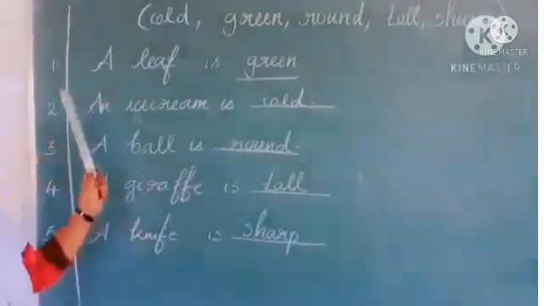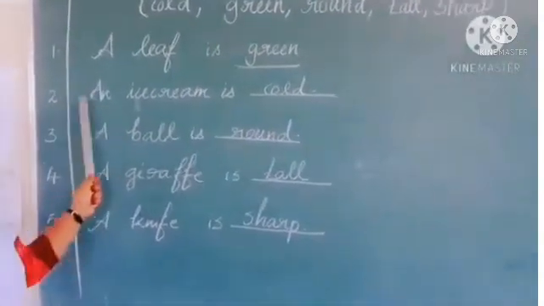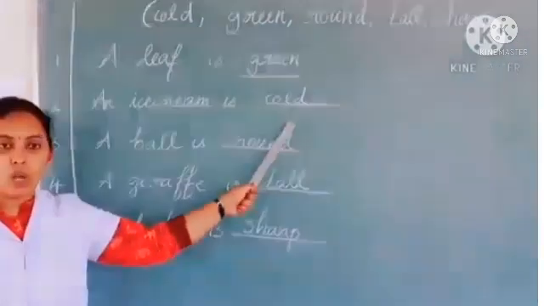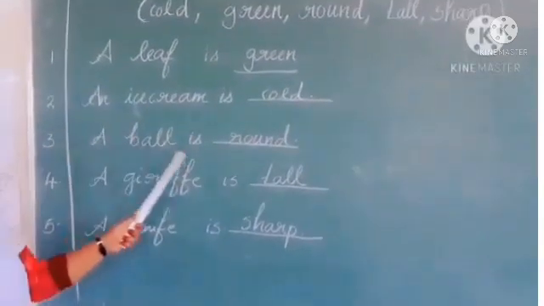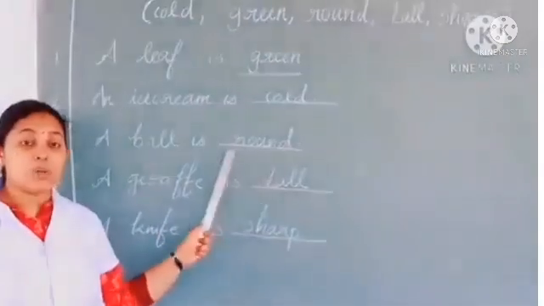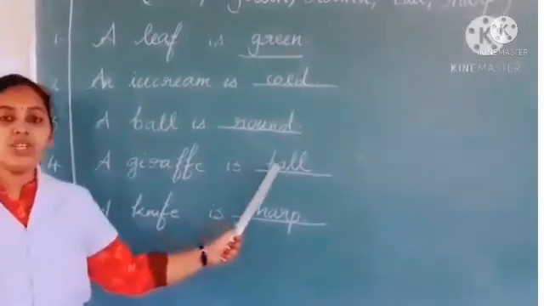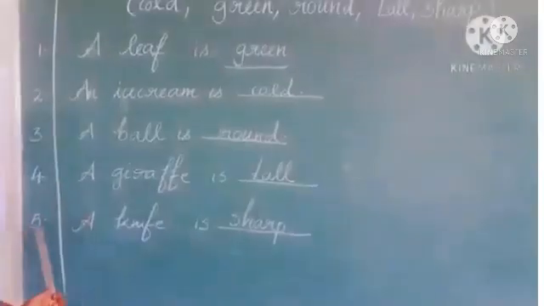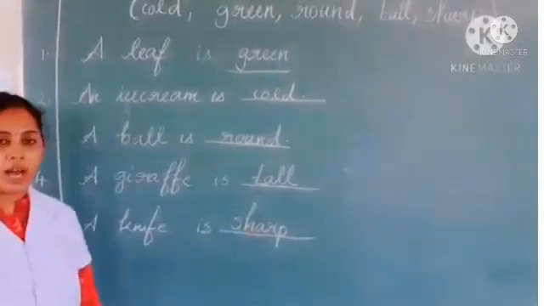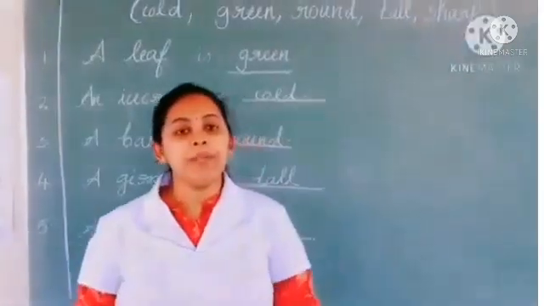So children, a leaf is green. It shows the color. Second one, an ice cream is cold. It shows the feeling. And third one, a ball is round. It shows the shape. Fourth one, a giraffe is tall. It shows the size of the giraffe. And the last one, a knife is sharp. So children, you should complete this exercise in your textbook, page number 70.